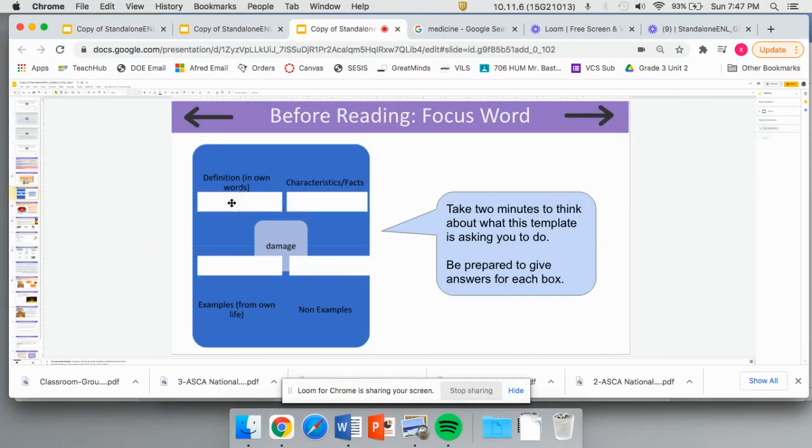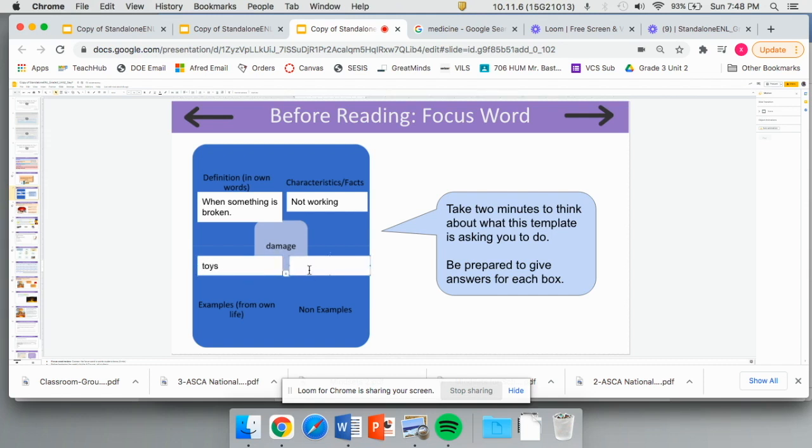Okay, so here's how I did it. Damage, in my own words, is when something is broken, when something doesn't work. Some characteristics of something that's damaged is that it is not working. Some examples of something that is damaged are my toys here. My toys are damaged, they are not working. So I'm going to put an example from my life is toys.